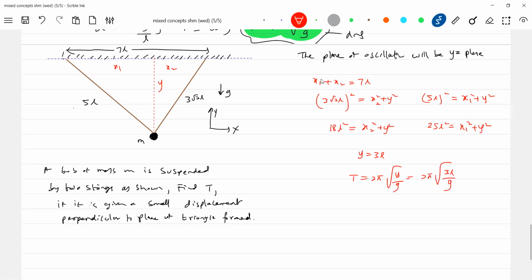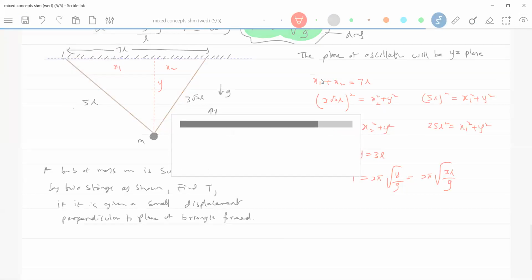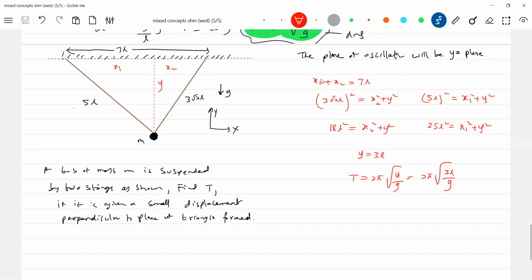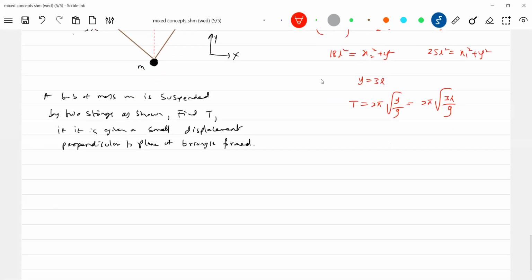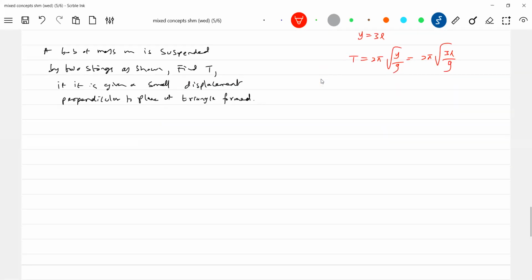I think what is very important is the plane in which that particular oscillation is happening. Unless you have that information, I think it will be very difficult for you to really think on a problem. Okay, similarly, we'll take one more.